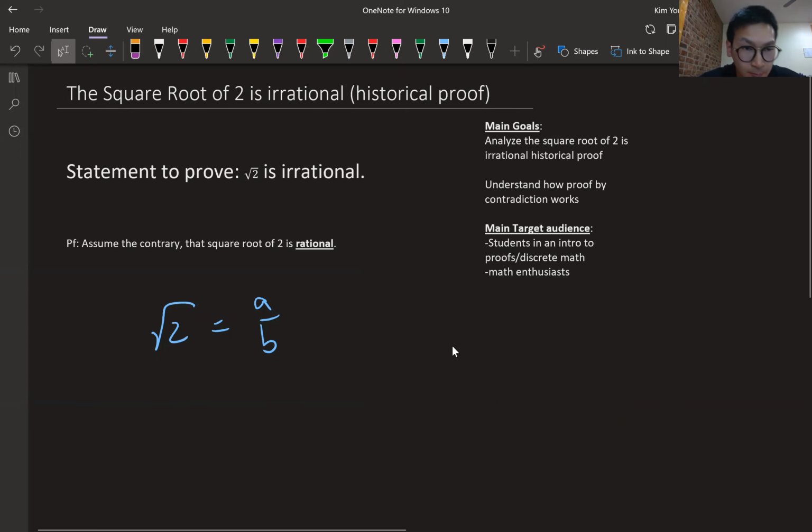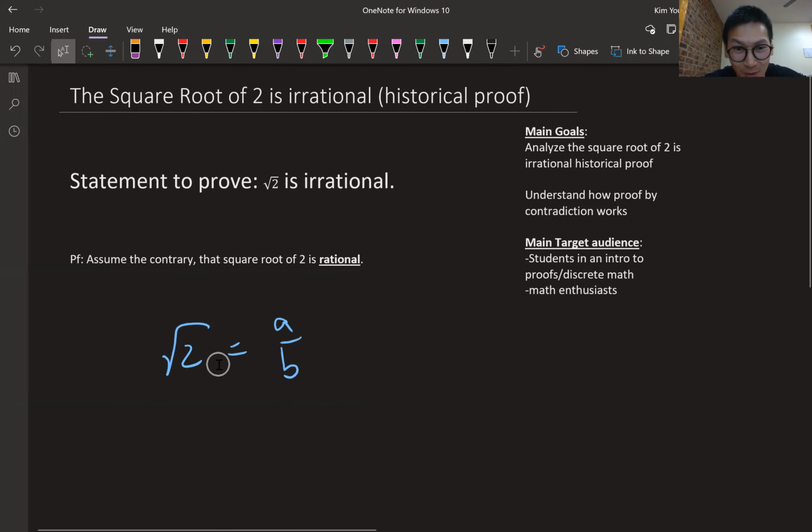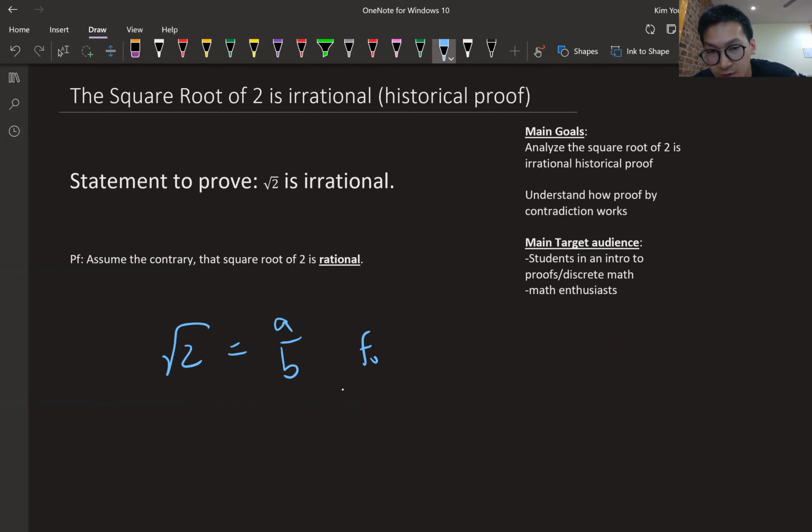All right, great. So I wrote a little bit here. All right, but anyways, so here, assume the contrary, that the square root of 2 is rational. So by definition of rational, this means that there exist two integers such that square root of 2 can be re-expressed as a ratio of those, okay? So you could say square root of 2 is equal to a over b for some a, b in Z.